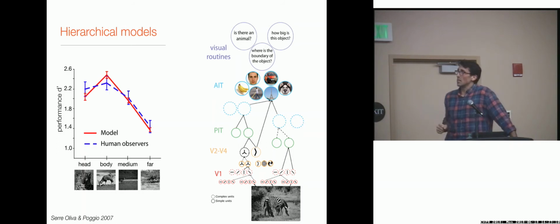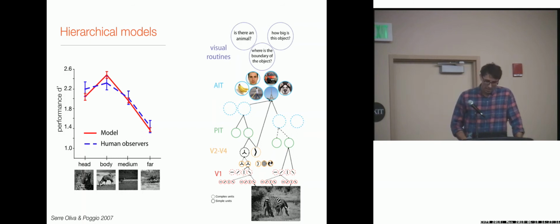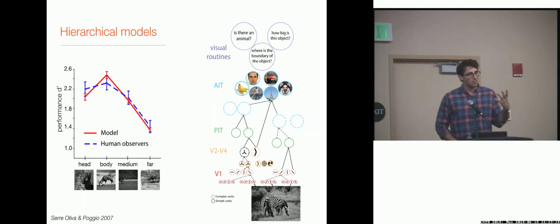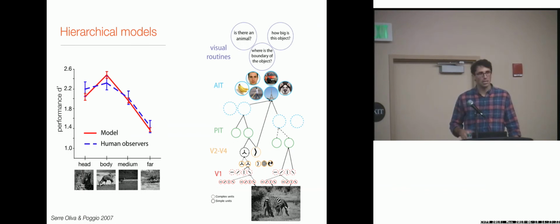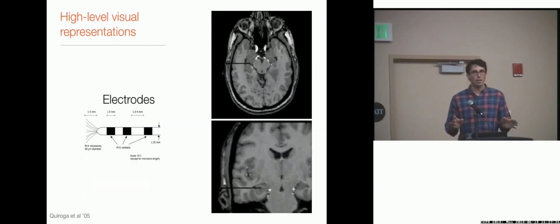As you can see on the left, the model did a good job of explaining human behavior on this task. So HMax is a very nice model for explaining the brain, at least the feed-forward passive information through the brain, but it's also missing quite a bit.